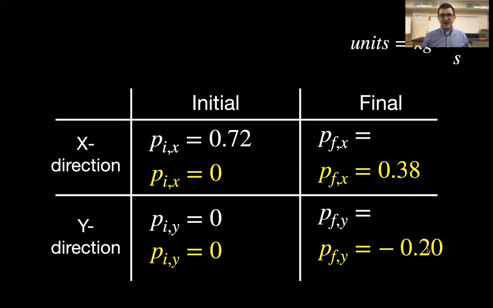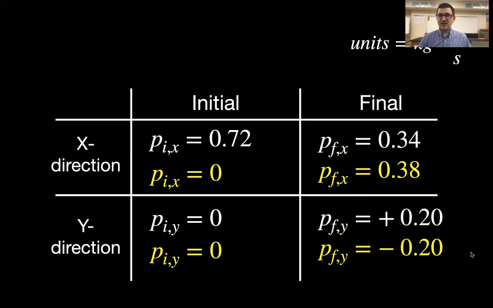And so then we can find out the final momentum of the white ball in both the x and y direction. So in the x direction, we need a 0.38 plus this number to add up to 0.72, so that the final momentum equals the initial momentum. Same thing down here, we need this and this to add up to be 0. So if you do the math on that, you should get 0.34 kilograms times meters per second and positive 0.20 kilograms times meters per second.